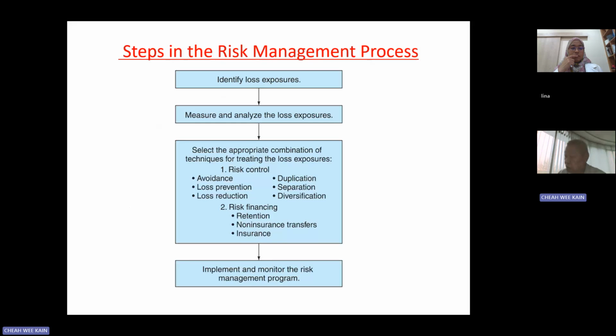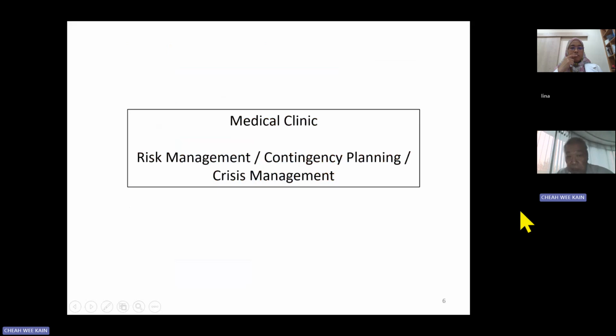These are the normal steps. Identify the loss or any exposure, measure, then elimination tactics. I'm not going to worry about this one first, and then implement. So what it means will be like this. We look at the first one, medical clinic. So you have risk, contingency, and crisis. We talk medical first. After that, we talk skincare. So let's talk about medical.